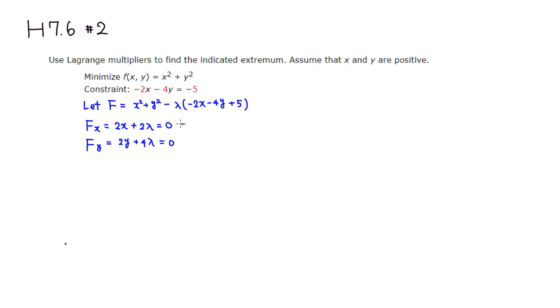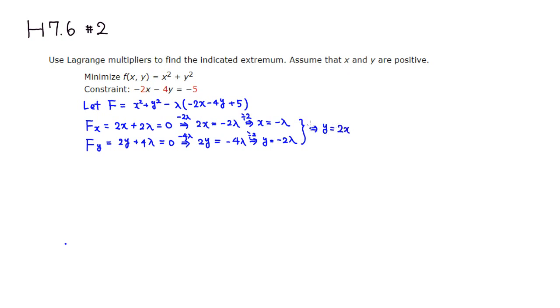So you can see that I'm going to subtract 2 lambda, so we know that 2x is equal to negative 2 lambda. Then we can simply divide through by 2, so x is going to be equal to negative lambda. From the partial with respect to y, I'm going to subtract the 4 lambda, so we have 2y equal to negative 4 lambda. Dividing through by 2, we have y equal to negative 2 lambda. So you can see that y is twice as big as x. This gives us y equals 2 times x.